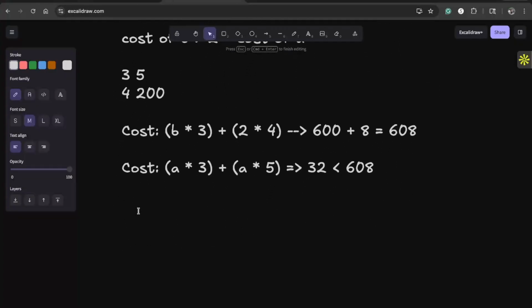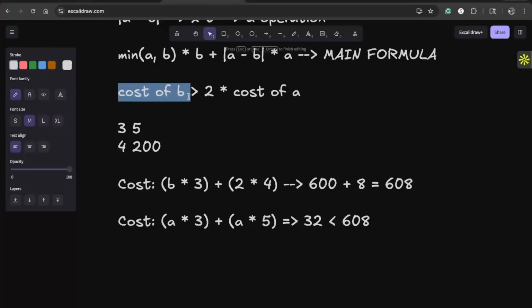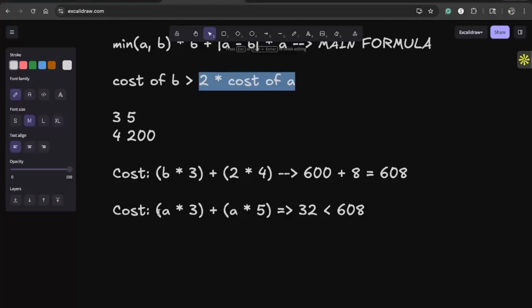The reason I gave this example is to simply bring your attention to another situation where, like I mentioned, the cost of b, or performing two operations, is greater than the cost of performing a, which is just one operation. When this is the case, we will simply multiply the cost of a and our first number and add that to the cost of a multiplied by our second value, which is 5 in this case. That is it for this question.